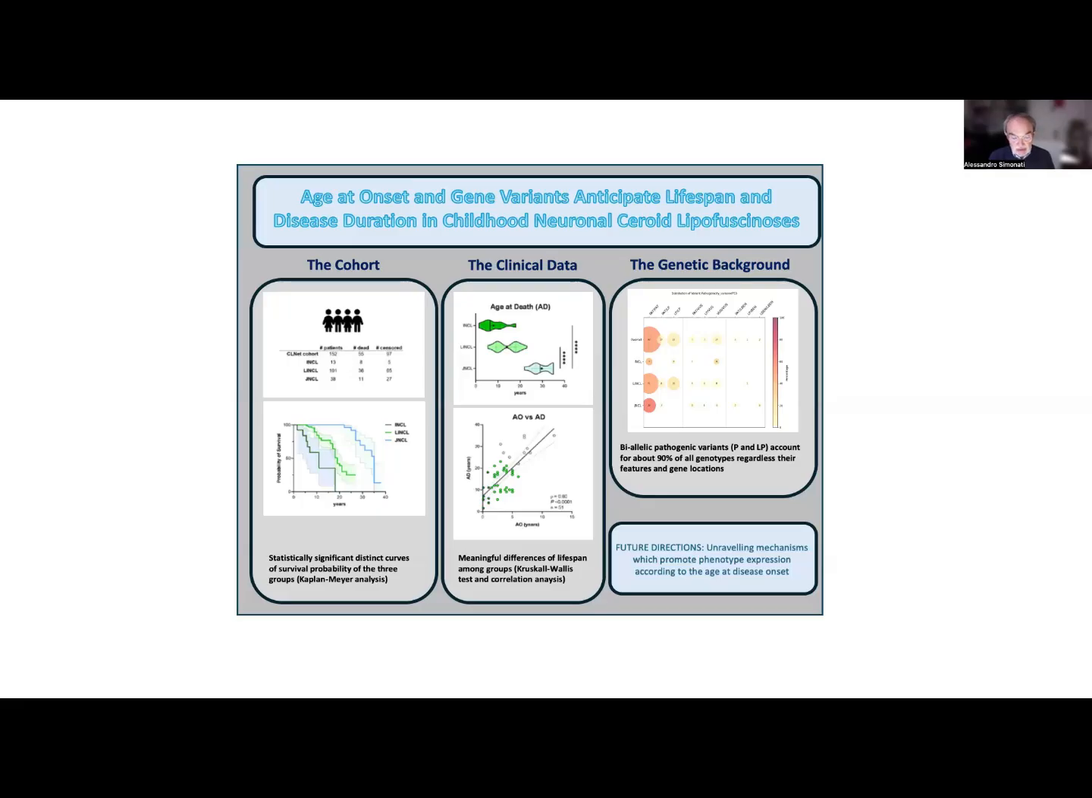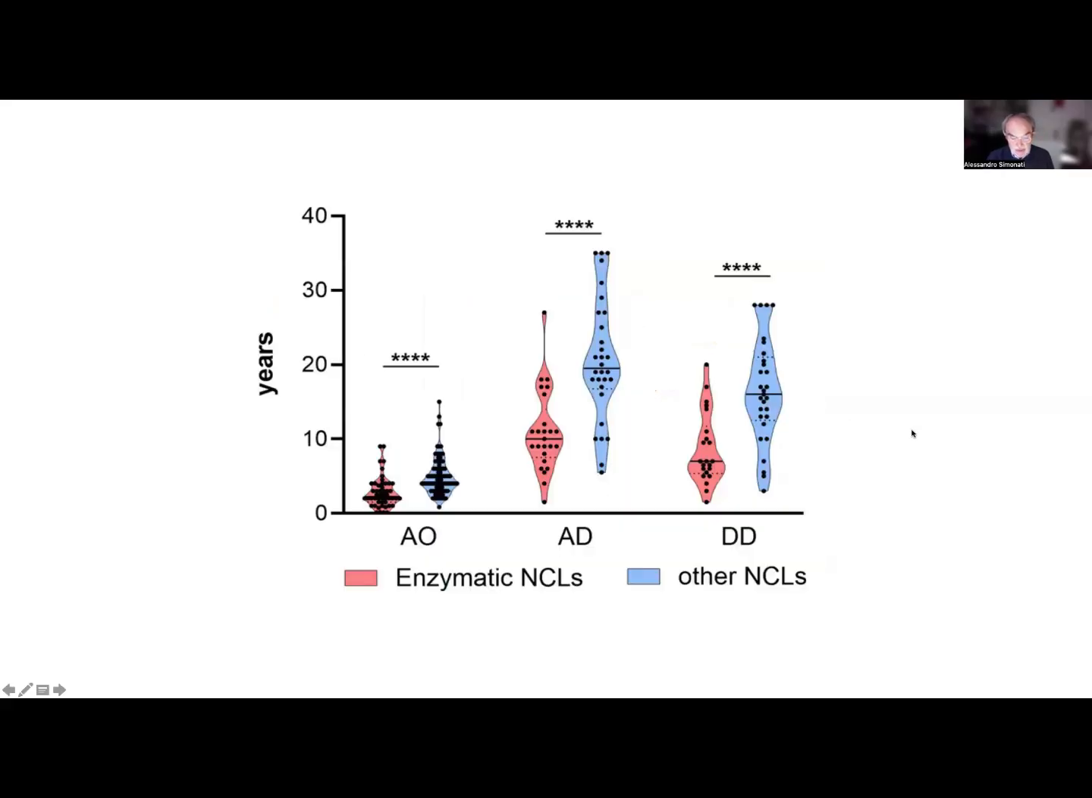High percentages of pathogenic variants were identified, and biallelic pathogenic variants accounted for about 90% of all genotypes, all equally distributed among the groups. NCL forms associated with mutations of genes coding for lysosomal enzymes had a more severe course, as shown by the violin plot in the mid portion of this slide.